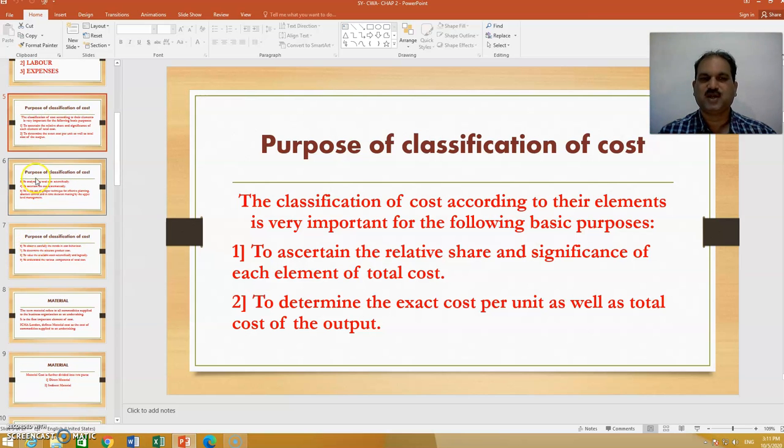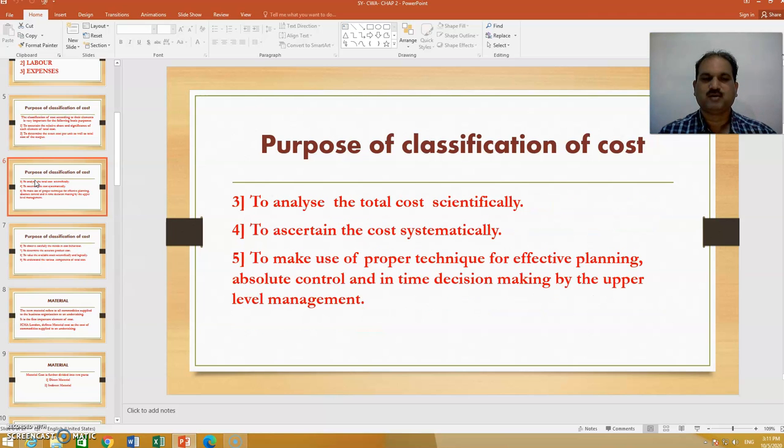The first purpose is to ascertain the relative share and significance of each element of total cost. Second, to determine the exact cost per unit as well as total cost of the output. Third, to analyze the total cost scientifically. Fourth purpose is to ascertain the cost systematically. There is a difference between scientifically and systematically.